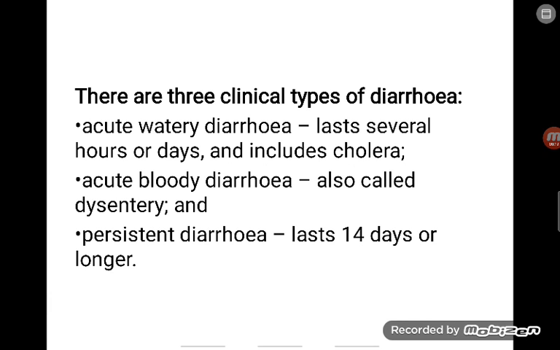There are three clinical types of diarrhea. Here the acute water diarrhea that lasts several hours or days and includes cholera, and acute blood diarrhea, also called dysentery, and persistent diarrhea that lasts for 14 days or sometimes longer.